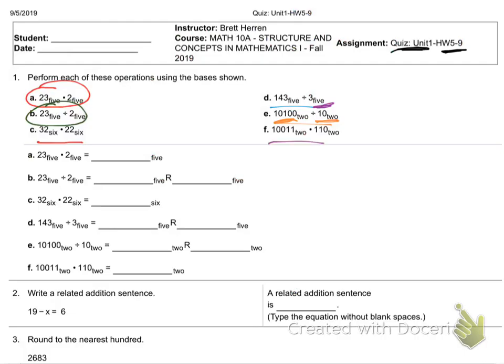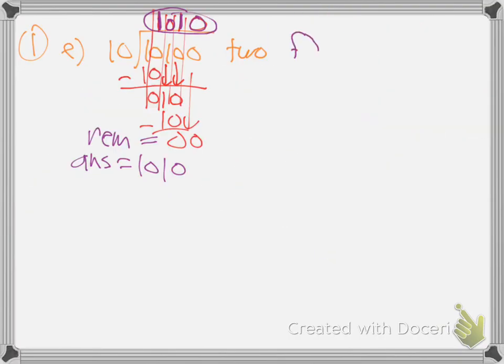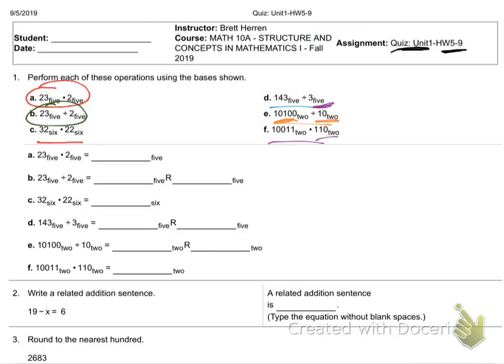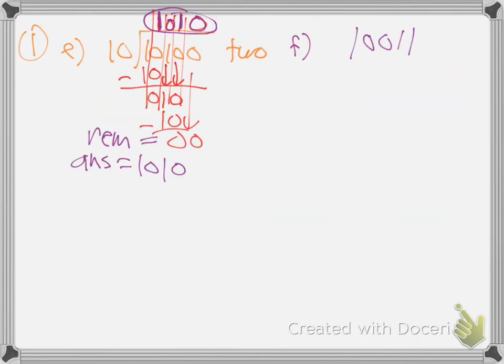And finally, F, 111 times 110, all base 2. Multiplication, here we go. 0, 0, 0, so 0 times all that stuff is just 0. That was easy. Base 2 stuff's kind of nice. Cross that one out, add a 0. Start with the next one.